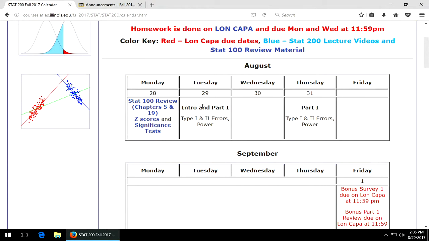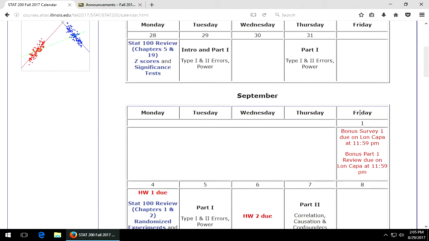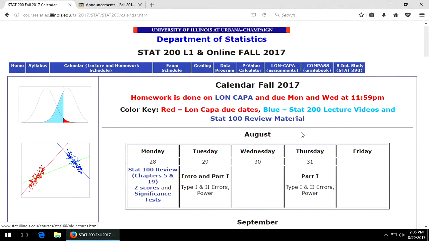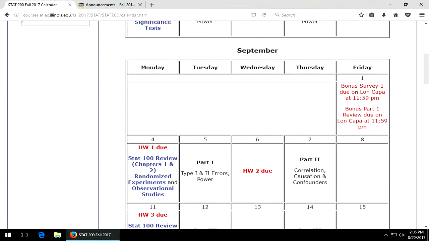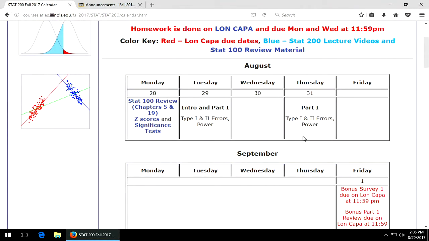But right here, we are going to be talking about Part 1, Type 1 and 2 errors for this week. And on Friday, you have 2 things due online. You should just try to get them done right here. These are both bonus: a survey where we analyze our own data just like you did in Stat 100, which is really fun to do, and bonus pre-lectures from Stat 100 that we are now using as review exercises. Those are both due Friday, but honestly, you should do them as soon as possible because it will help you understand Thursday's lecture and even today's lecture if you go home and do them.